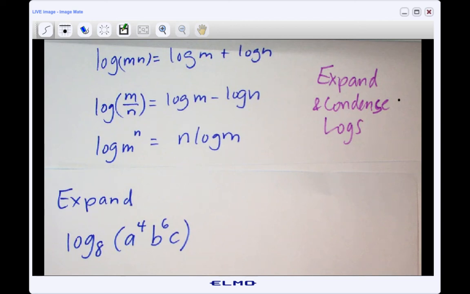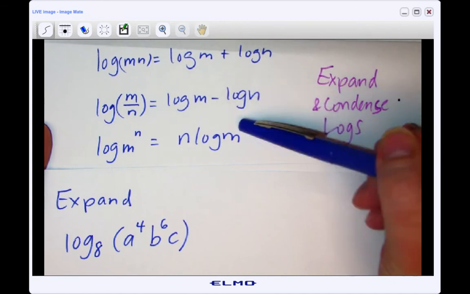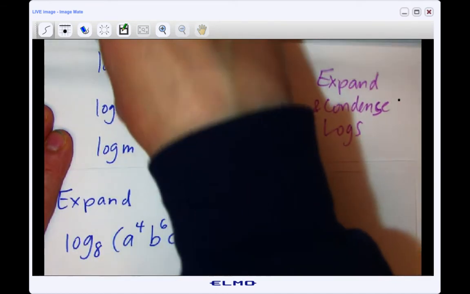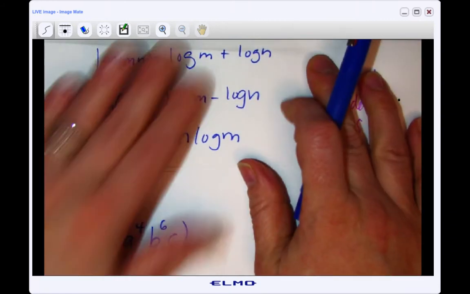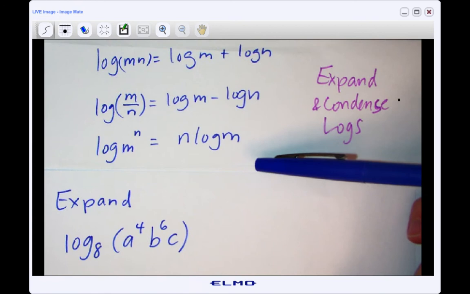All right, in our last video, we saw what these rules for logarithms were. We didn't actually prove anything, but we did look at why they seem to work, or how they make sense anyway, by looking at some examples.